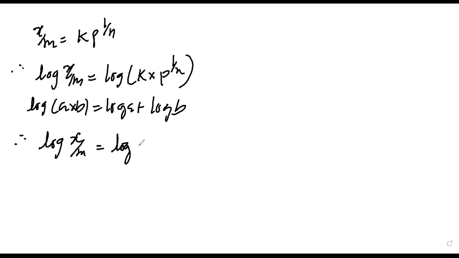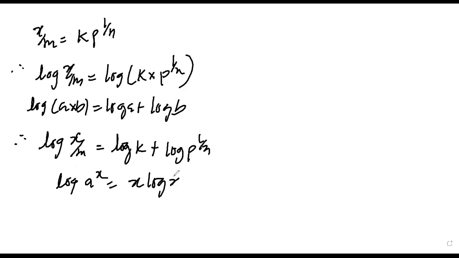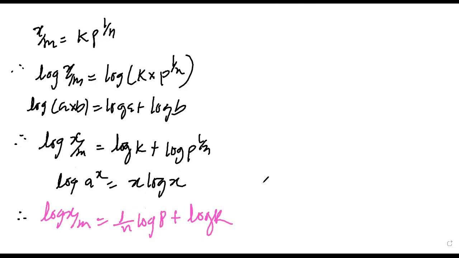log of k plus log of p raised to 1 upon n. But we are well aware that log of a raised to x is equal to x log a, and therefore finally we write this equation as log of x by m is equal to 1 upon n log of p plus log of k. This is how, my dear students, we write it.